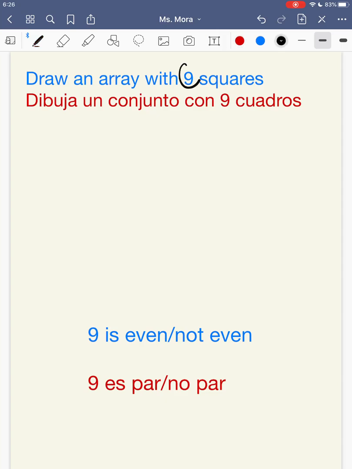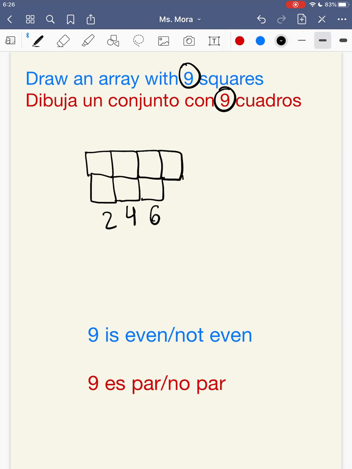So guys, hopefully you drew your array already, and it says 9 squares. So I'm going to start my top row, my bottom row. I have 2. Top row, bottom row, I have 4. Top row, bottom row, now I have 6. Top row, bottom row, I have 8. And now I have 9. I do not have a square down here. Okay, so because you don't have a square down here, 9 is not even, alright, because your rows are not equal, okay? Your squares don't have a pair.